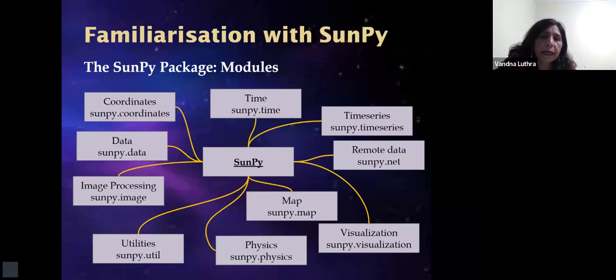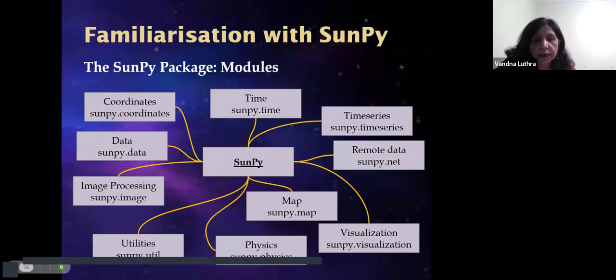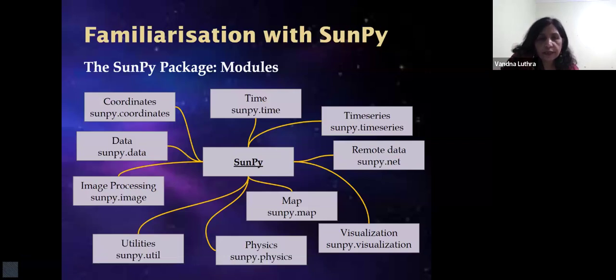Here, the SunPy package has different modules, and those modules can be called for different applications. Those are sunpy.coordinates, sunpy.data. For image processing, it is sunpy.image. For utilities, it is sunpy.util, and sunpy.time is also there. sunpy.map is another one. sunpy.physics is another one, and sunpy.visualization, sunpy.net is used for remote data, and sunpy.timeseries. These are just a few which are available for usage in SunPy, and we will see an example of that in the forthcoming few minutes.